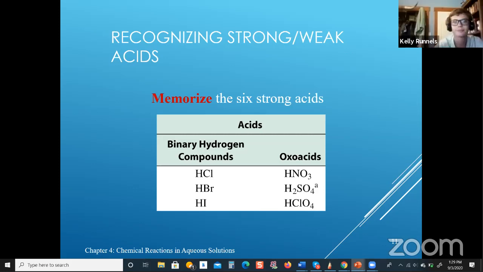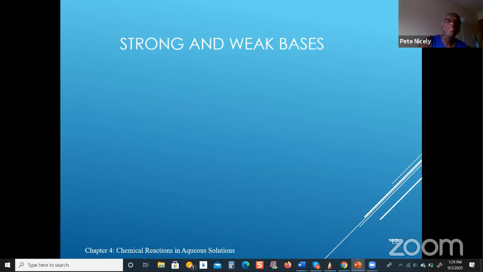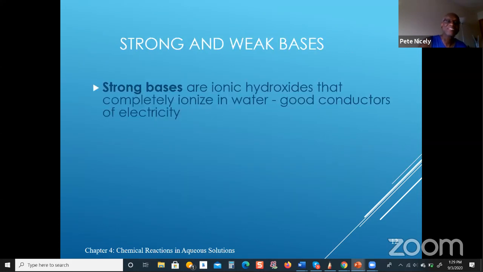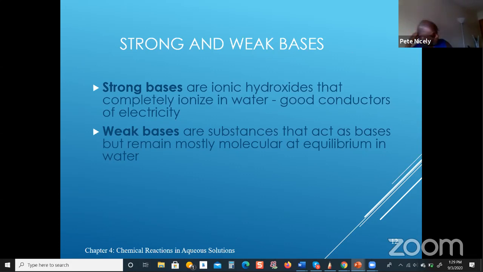Yeah, no problem. Okay. So remember, you need to memorize these 6 strong acids. Pretty much any other acid you're given will be weak unless you're told otherwise, all right? Okay, then we have the bases. Bases are strong and weak. You can have those 2 types. And again, the same principle applies. Strong bases undergo complete dissociation in water. They're usually ionic hydroxides, like sodium hydroxide, potassium hydroxide, and so on.